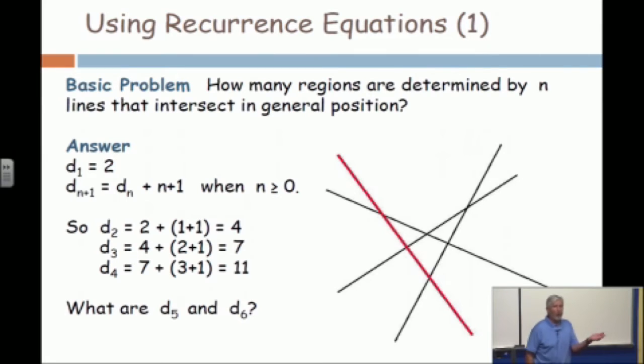d_5 and d_6, how long would it take you to calculate d_5 and d_6? 30 seconds? 45 seconds? But not 2 hours. And you don't draw any pictures. You just substitute in. That's pretty powerful. That's a powerful idea.